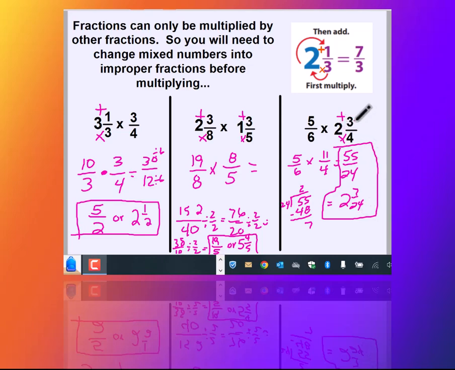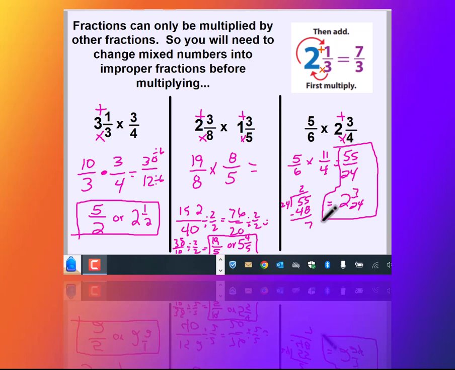So when you changed your mixed number to an improper fraction, you should have gotten 11/4. Then you would multiply. Now for the division, to change it back to a mixed number, sometimes you have to do the long division off to the side of your paper, and that's fine. How many times will 24 go into 55? 2 whole times with a 7 remainder.